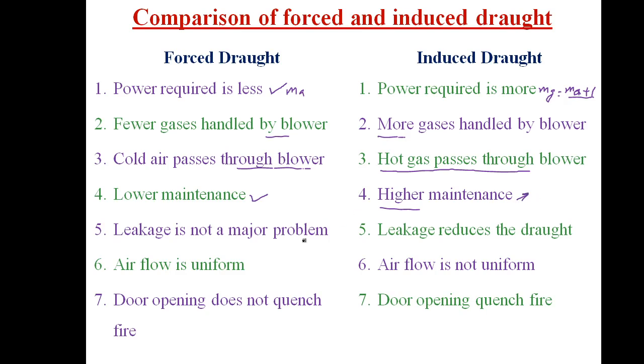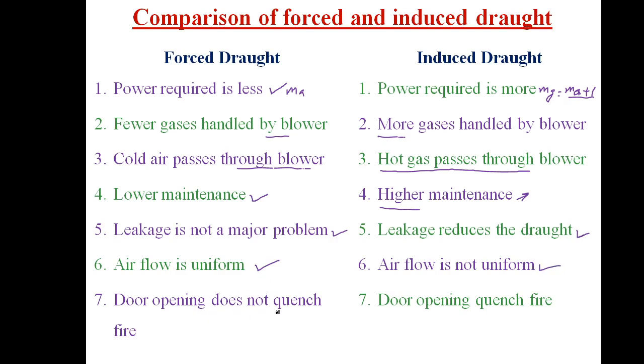Leakage is not a major problem in forced draught, whereas leakage in the induced draught causes loss of draught, or insufficient circulation of air may occur. Airflow is uniform in forced draught, whereas in case of induced draught, airflow is not uniform.